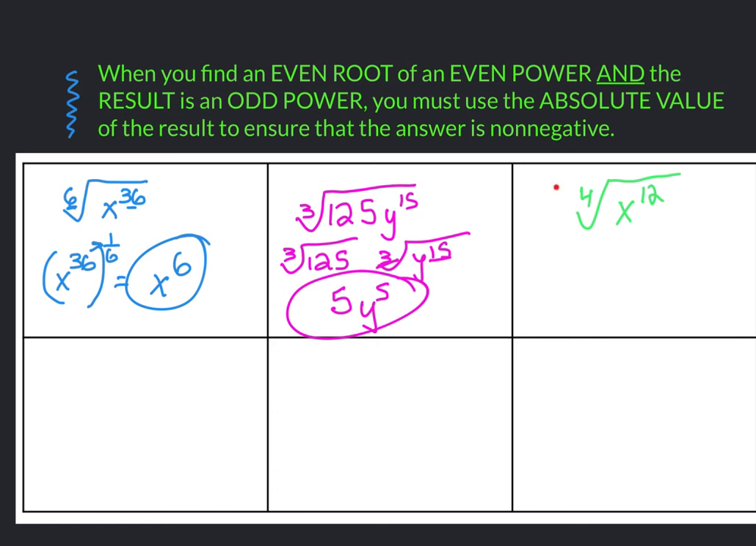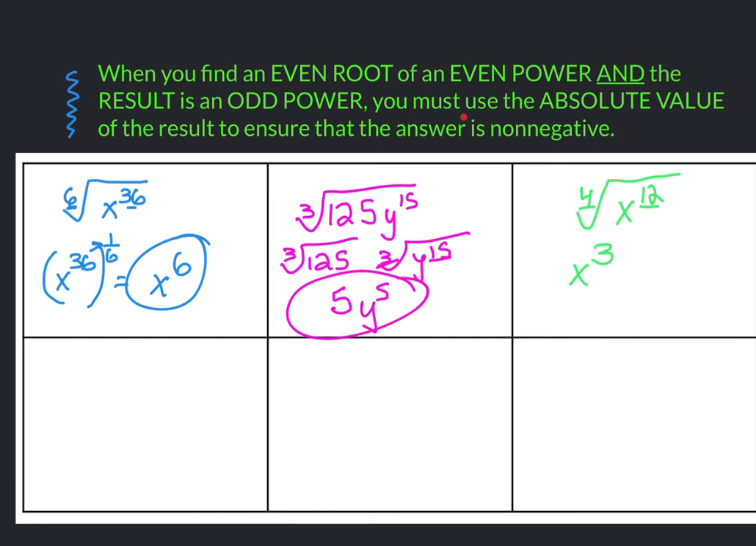Okay, so now before we do this one, let's read our special message that applies to only certain types, which, hint, hint, hint, it's going to be this one. All right, so let's read it. When you find an even root of an even power, and the result is an odd power. All right, let's pause for a second here. Let's think about this. Well, 12 divided by 4 is 3, so x to the 3rd power. So I've got 4 even, 12 even, but the result is odd.